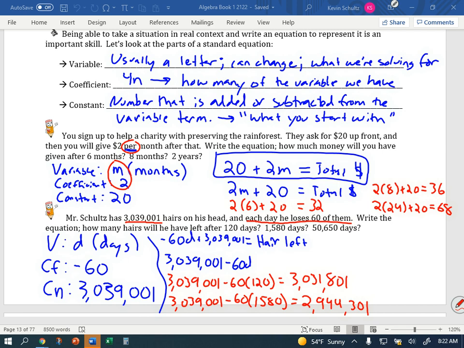And then finally, the last calculation, 3,039,001 minus 60 times 50,650. How many hairs will I have left after 50,650 days?